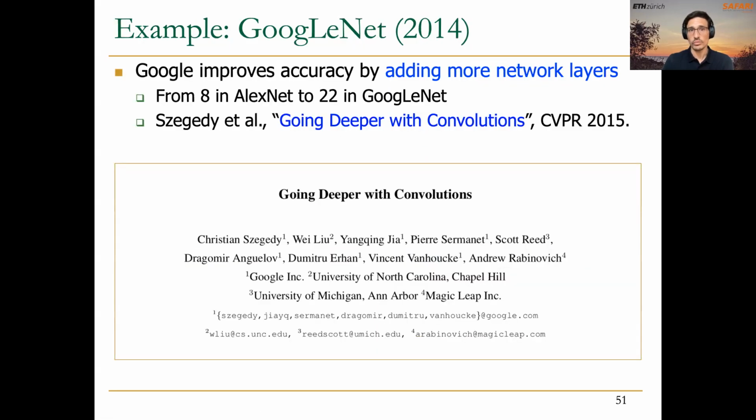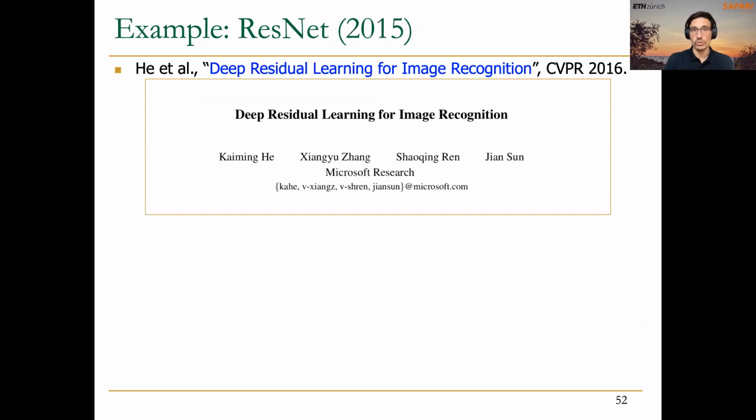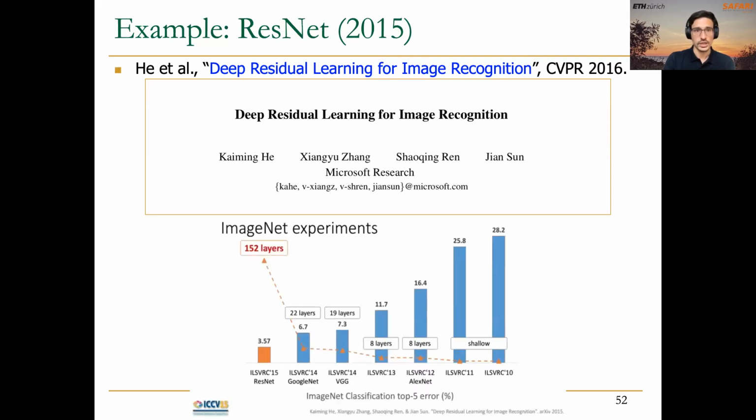One year later, Google proposed their own network, GoogLeNet. In this case, they increased the number of network layers from 8 to 22. And one year later, Microsoft proposed ResNet, where they also increased the number of layers. As you see, from 2011 to 2012, we see a lot of improvement due to the first convolutional neural network, AlexNet. The accuracy increased by almost 10 points. Even more, in 2015, we already had ResNet that was more accurate than humans.